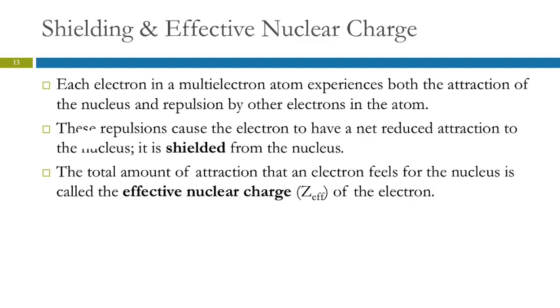So the repulsions cause the electron to have a reduced attraction to the nucleus. The attraction is not as strong as we expect it to be. And this is called shielding. The total amount of attraction that the electron feels is called the effective nuclear charge, or Z eff, Z effective, for the electron.